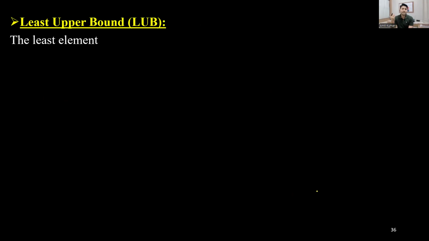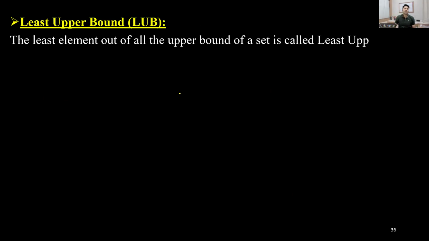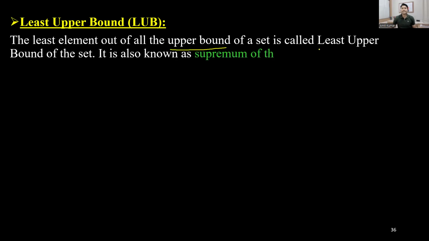Now moving ahead: least upper bound and greatest lower bound. The least upper bound out of all the upper bounds of a set is called the least upper bound of the set, or supremum of the set. Now, the previous four definitions are talking about individual elements.